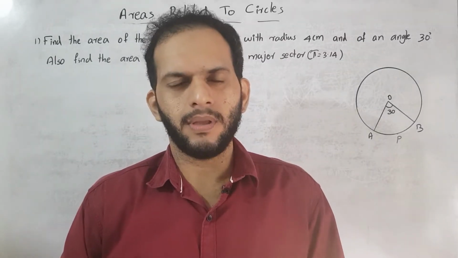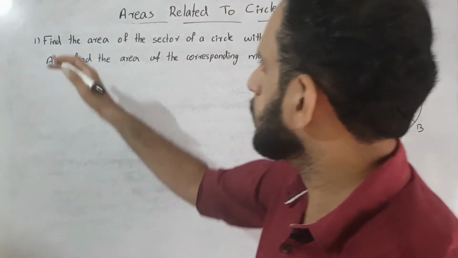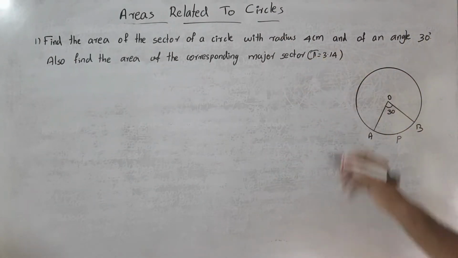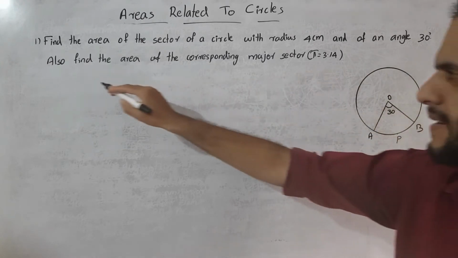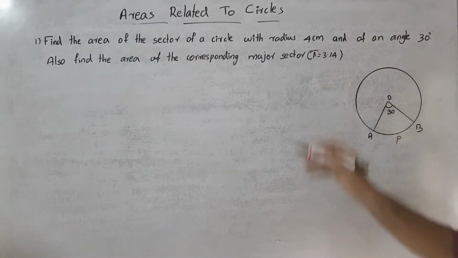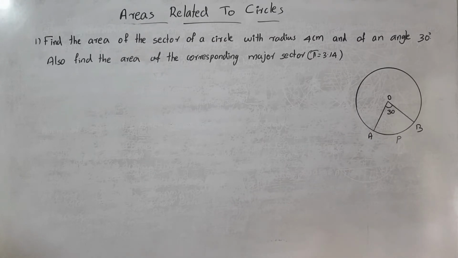Next we go to the first question. The question is: find the area of the sector of a circle with a radius of 4 centimeter and an angle of 30 degrees. Also find the area of the corresponding major sector. And use the value of pi as 3.14.